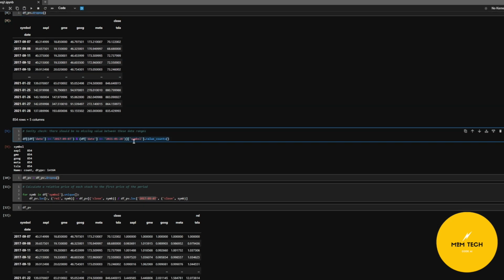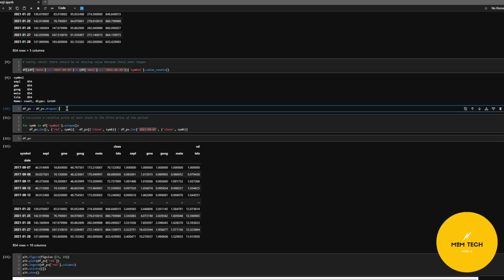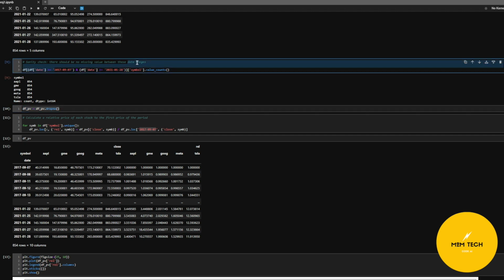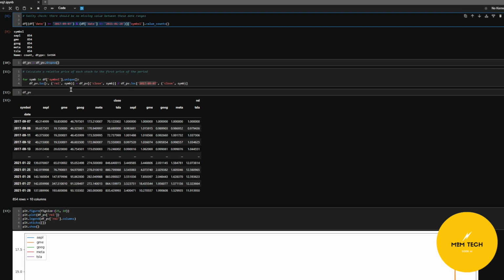Okay, next I'm going to calculate the relative price of the stock relative to the first date in this range. So you can see that for the first date, the relative price will be 1. For the second day, for Apple, we'll use 39.65 divided by 40.31. So that's 98%. And do the same with each stock.